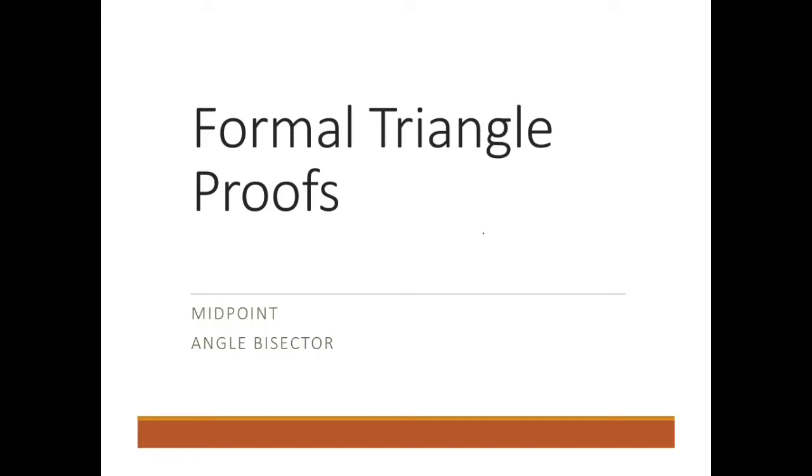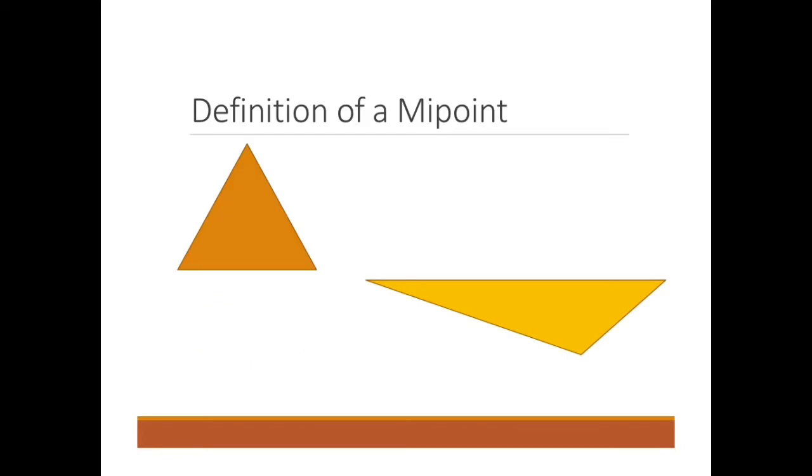In today's lesson, we're going to do some more formal triangle proofs, but we're going to be incorporating the idea of the definition of a midpoint and the definition of an angle bisector. Let's get started. Before we do some proofs, let's go over what it means to be a midpoint.